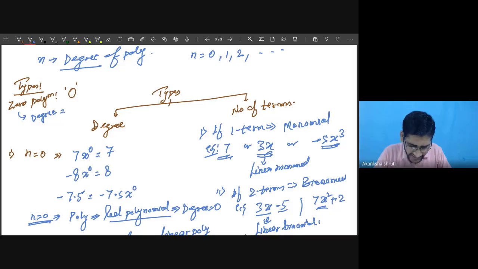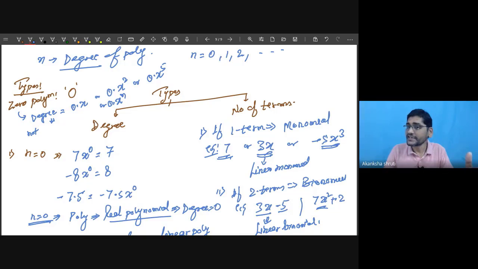So degree, I can write this 0 as 0 into x to the power 1 also, or 0 into x square also, or 0 into x to the power 5 also. So I can take any value n, because after multiplying x to the power n with 0, the entire value is 0. So the degree is not fixed. It can take any value, it appears like that. So that is creating an anomaly. What degree should be taken?